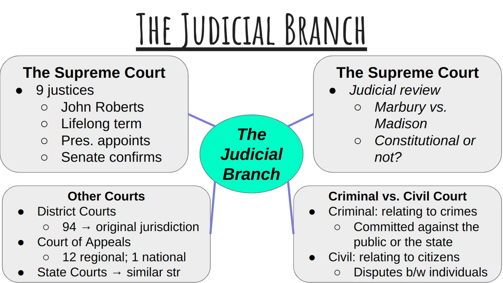Other courts in the judicial branch besides the Supreme Court include 94 district courts and 12 plus 1, so 13, courts of appeals. The state courts will follow a similar structure, where at the top there's a Supreme Court, then there's Court of Appeals, and then there are district courts. The district courts get original jurisdiction, which means they get to hear a case first. So anytime there's a case that enters the court system, it will start in the district courts. If there's an appeal, it will then go to the courts of appeals, and then it will end at the Supreme Court if it gets that far.